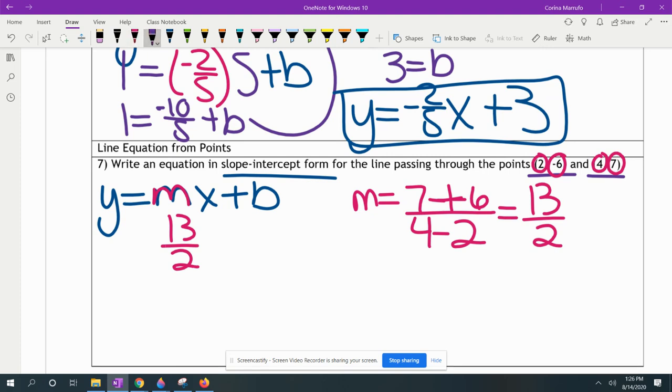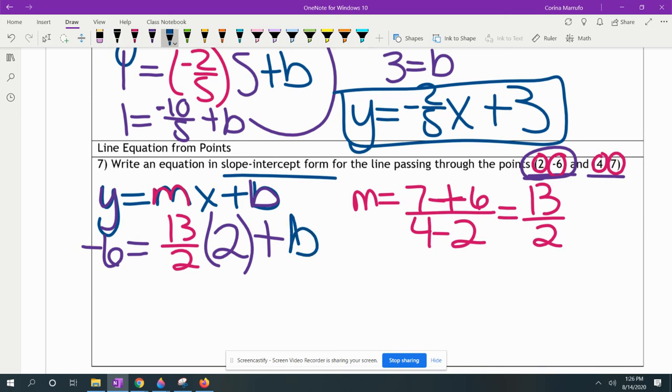But we still don't know what the y-intercept is, so that's why we have to figure out what it is. So we can pick either one of these points to plug in. I am going to pick this one. It doesn't matter which one you pick. I'm just picking 2, negative 6 to plug in. So instead of y, we're putting a negative 6 equals 13 over 2. And then instead of x, we are going to put 2. And then plus b. We're ready to solve for b.